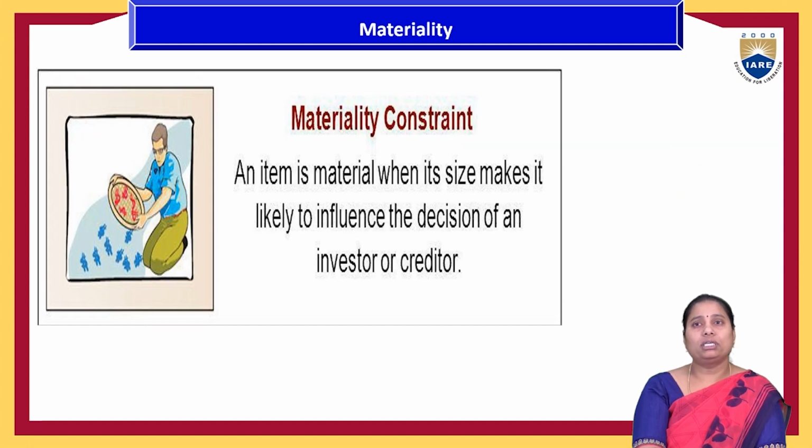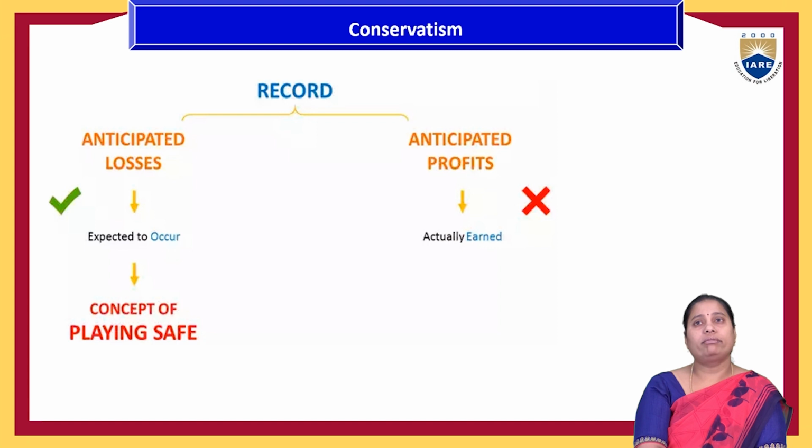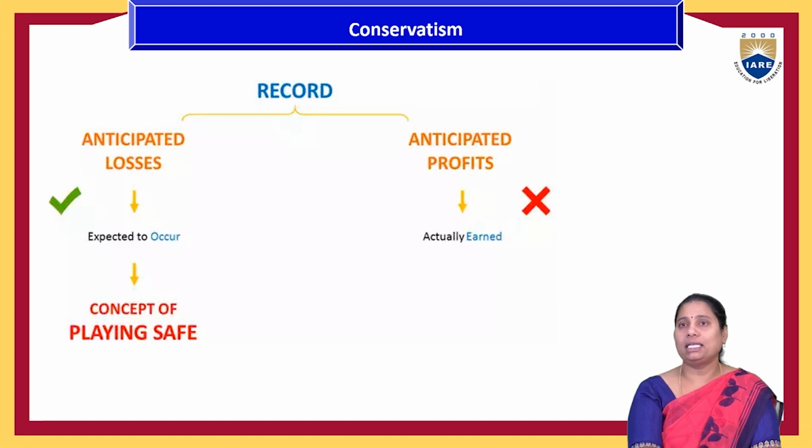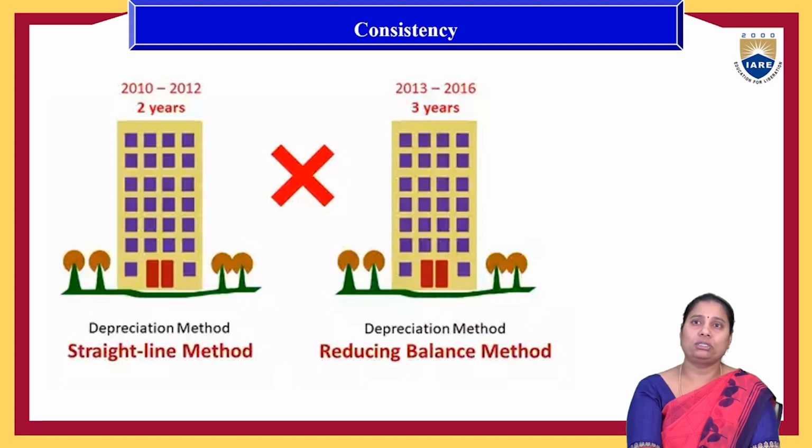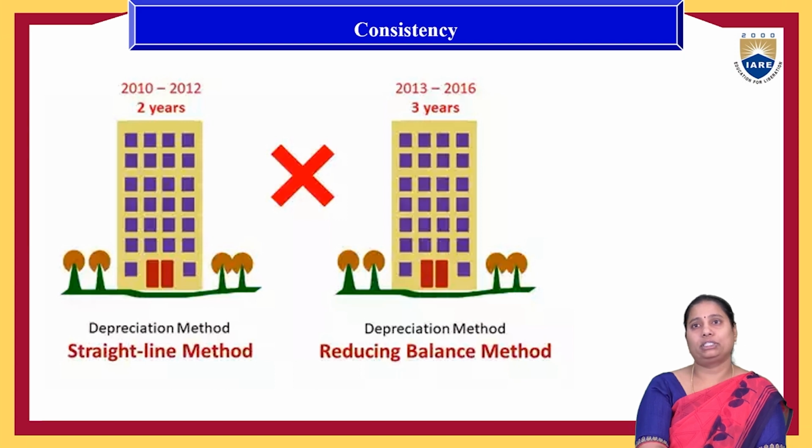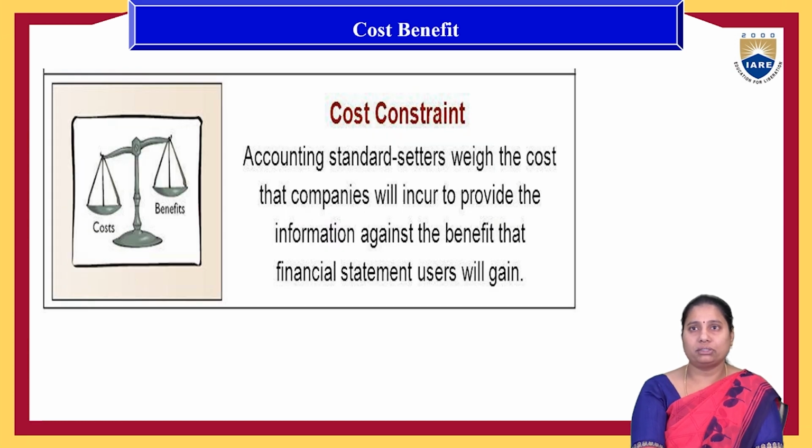And in accounts, there should be materiality. That means any material whose size is likely to influence the decision of the organization. And for anticipated losses and anticipated profits, anticipated losses can be provided for through reserves, but anticipated profits they should not take into consideration. And whatever methodology they follow should be kept for at least 2 to 3 years; if they have to change, there should be approval from the general meeting.